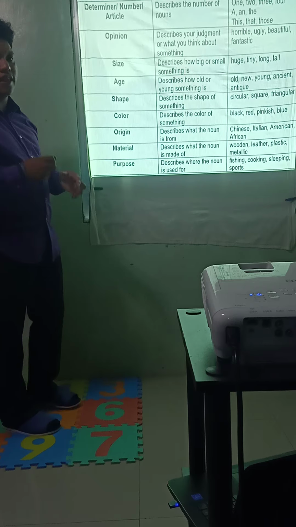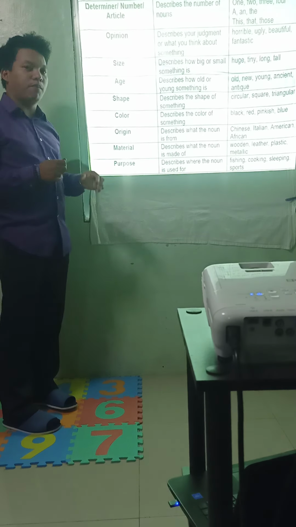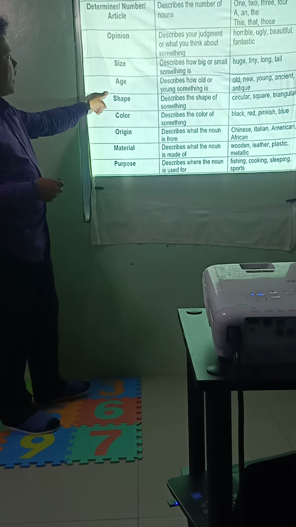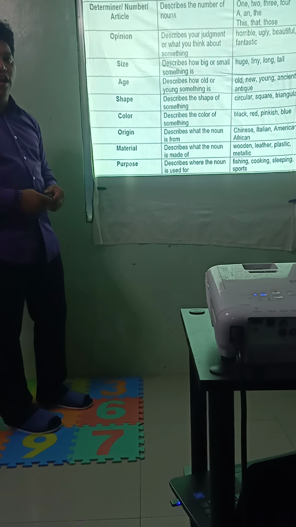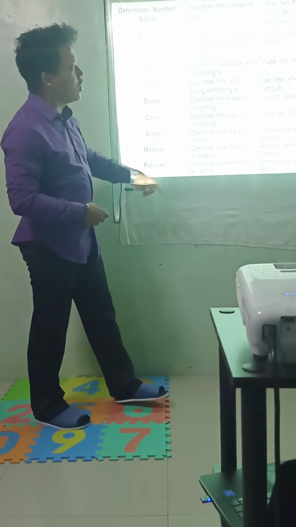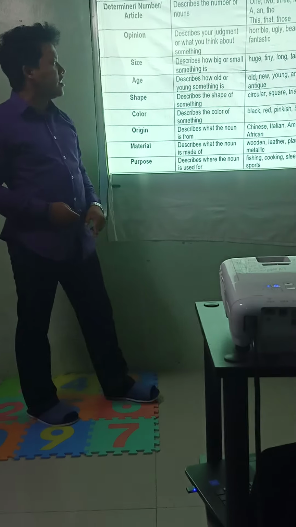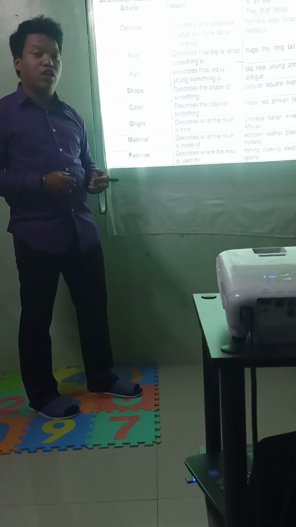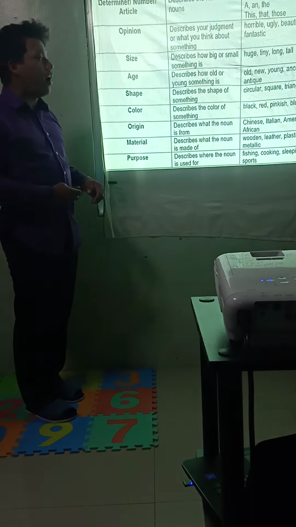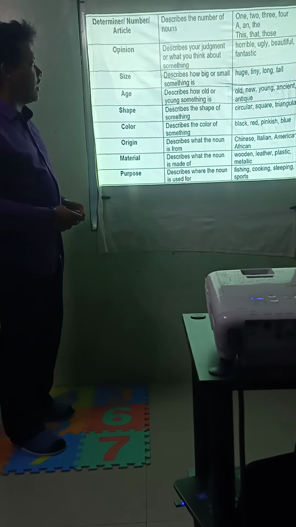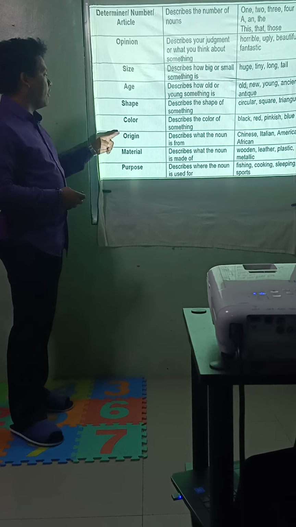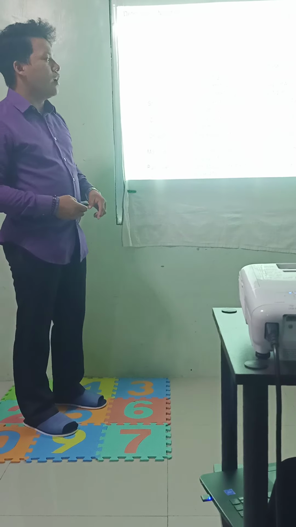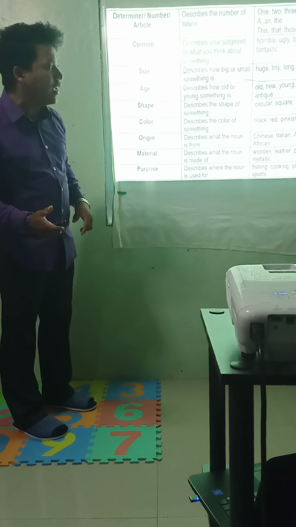What about size? It describes how big or small something is. Example, huge, tiny, long, tall. Age, it describes how old or young something is. Examples, old, new, young, ancient, and antique. What about shape? It describes the shape of a particular object or noun. Examples, circular, square, triangular. What about color? It describes the color of something. For examples, black, red, pink, and blue.